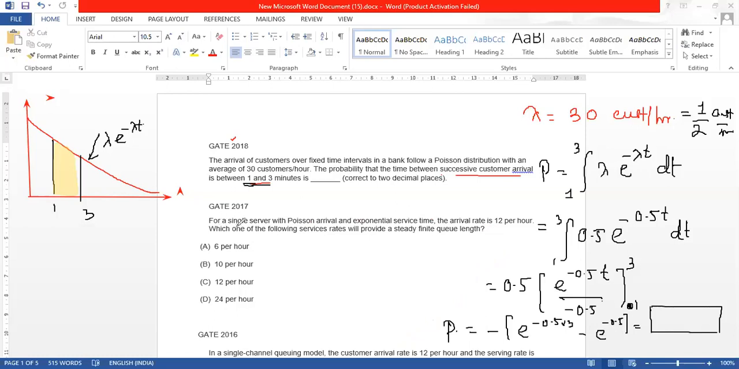See, one more question. For a single server with Poisson arrival and exponential service time, the arrival rate is 12 per hour. This is the lambda. Which one of the following service rates will provide a steady finite queue length? Okay, just answer me this question. The arrival rate given is 12 per hour, 12 customers are coming per hour. What should be the service rate so that we can get a finite queue length? It's very much simple. You can answer it directly. When will the finite queue length be formed? What should be the service rate?